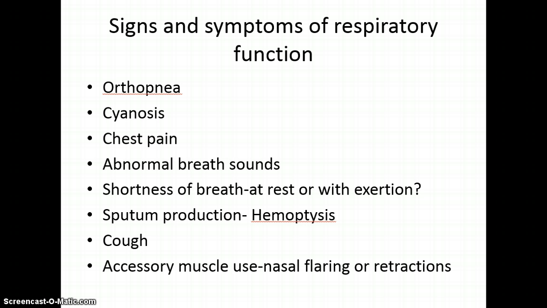As we look at our signs and symptoms of the respiratory system, we look at orthopnea, where the patient has to sit upright in order to breathe.